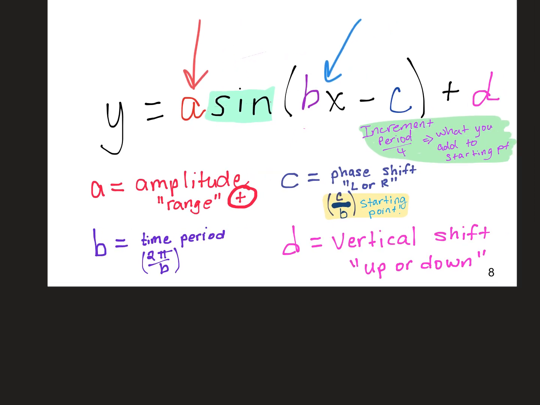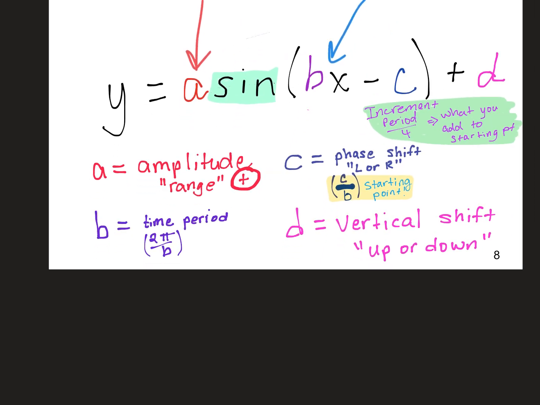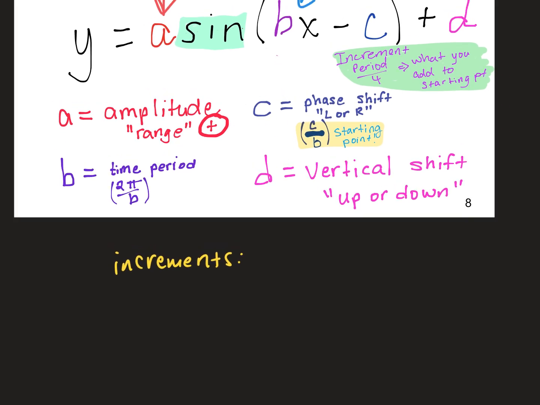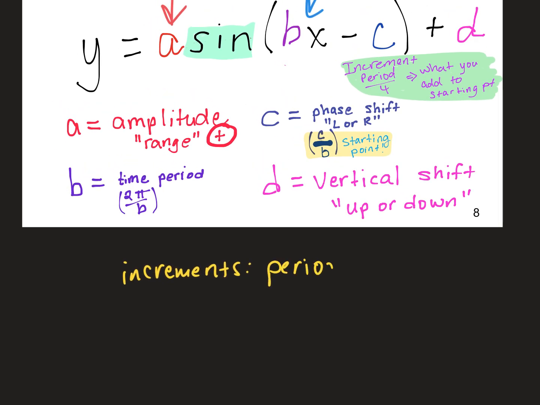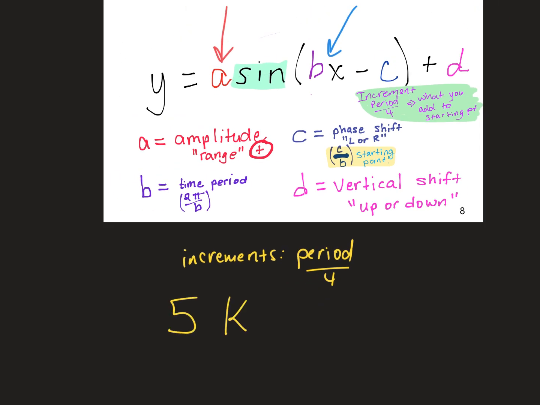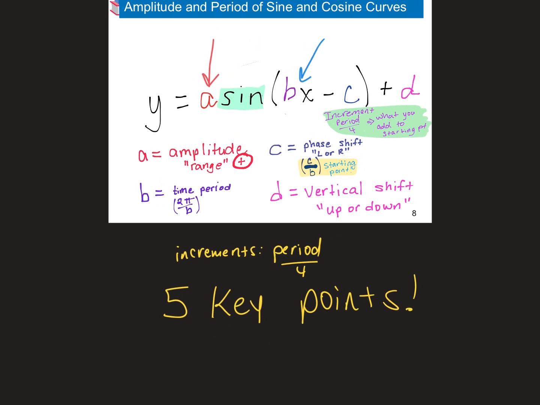But we're going to talk about the A, the B, and we're also going to find the increments. Increments just means what the period is chopped up into. How do you find the increments? You take the period and divide by 4. Again, I'm going to go over these with you, and you're going to see it's not as difficult as it appears. When we graph, we need to find 5 key points. I know some of you are like, what in the world are you talking about? It's not going to be that hard, I promise. I'm going to do 2 examples here in a second.